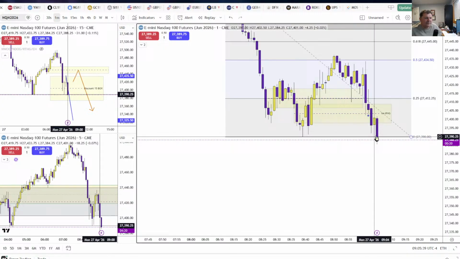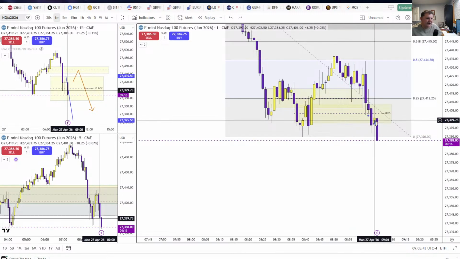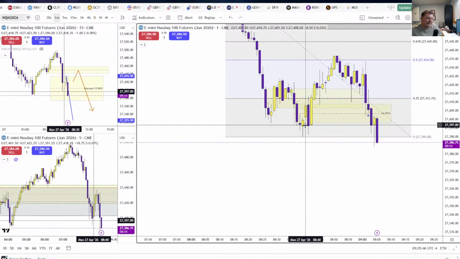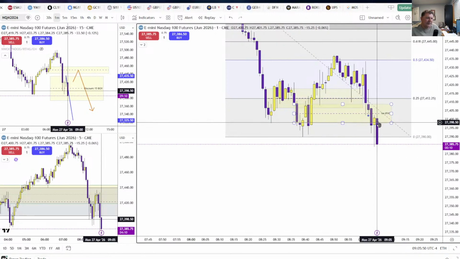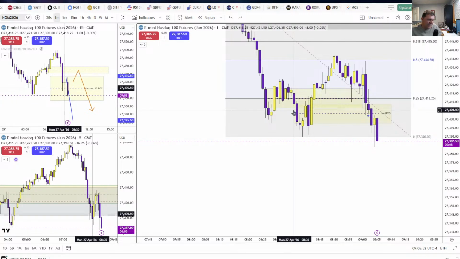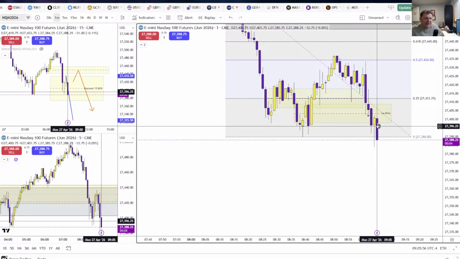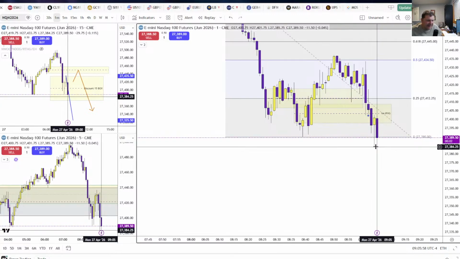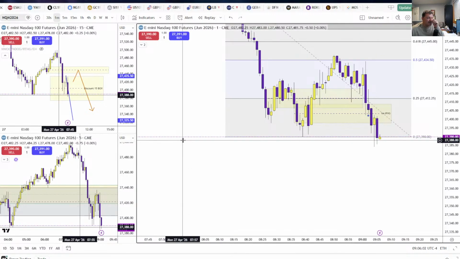That's a Model 3. As soon as it breaks that, there is the extension. Then you want to see a Model 4 come back, tag the bottom, the low, or the breaker, or the no-go zone if it happens to be overlapping or close. And then you want to see it take out that low one more time and then just continue to extend. That's typically what you want to see.